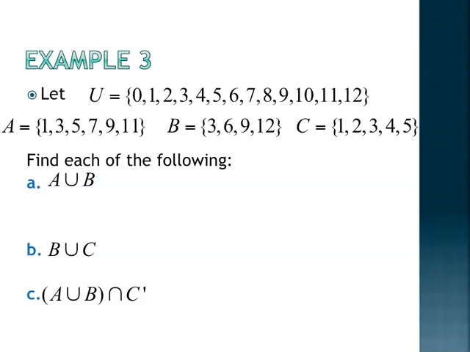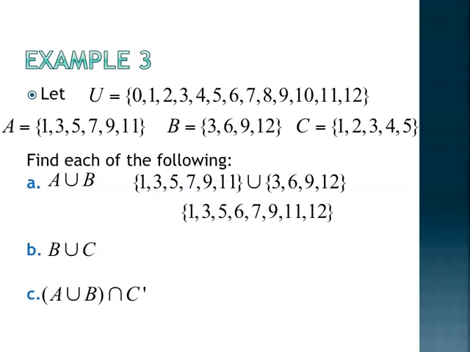All right, so look at example 3. It says, let the universal set go from 0 all the way up to 12. And then we're given sets A, B, and C. Find each of the following. So the first one, we have A union B. So we're going to write all the elements that are in A and in B and combine it into one set. Again, if there's anything that is in both sets, we'll just write it once. So combining these both, we have 1, 3, 5, 6, 7, 9, 11, and 12. So that would be A union B.